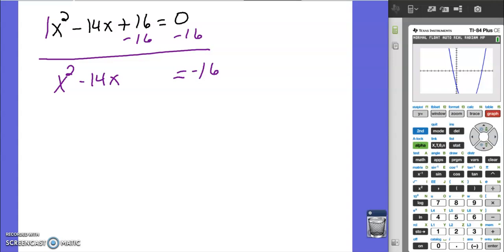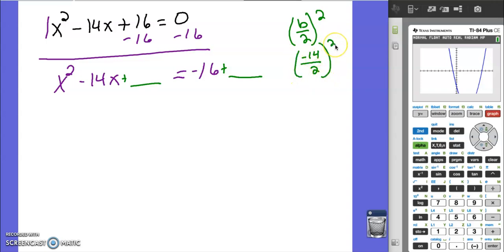And then what I'm going to do is I'm going to add something to both sides of the equation. So I'm literally going to add something here. I'm going to add something here. That's really what I'm doing. And remember, what you do to one side, you have to do to the other. So I'm going to add a certain number to both sides. Well, the way to find that number is we're going to take b divided by 2, and we're going to square it. So in this problem, b is -14. And -14 divided by 2 is 7, and 7 squared is 49. So 49 is what I'm going to add to both sides.